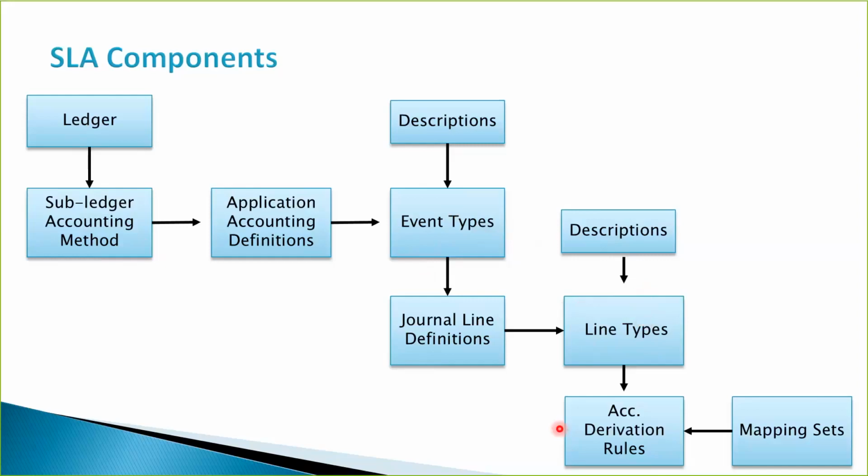Account derivation rules, we also talked about why you might have multiple account derivation rules attached to a line type, but you can also have one account derivation rule for a single line type, okay? So here it can be one-to-many or one-to-one. And then for mapping sets, it will depend also maybe on the number of account derivation rules that you have. All right.